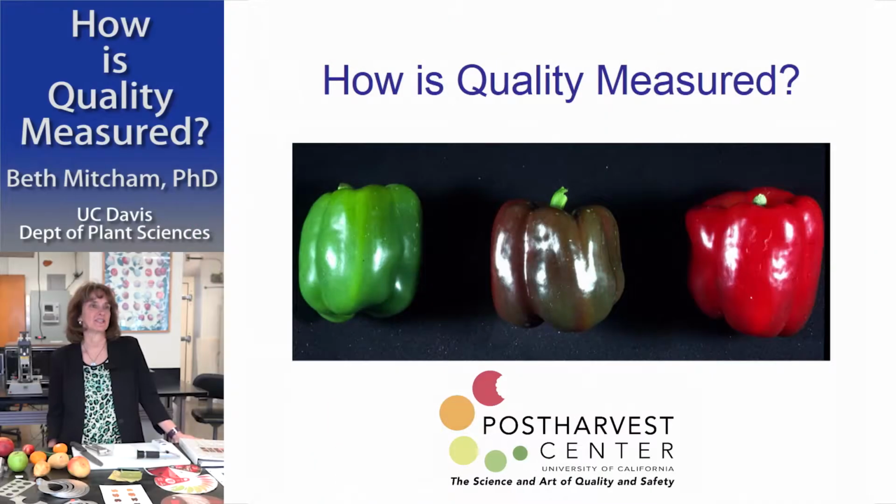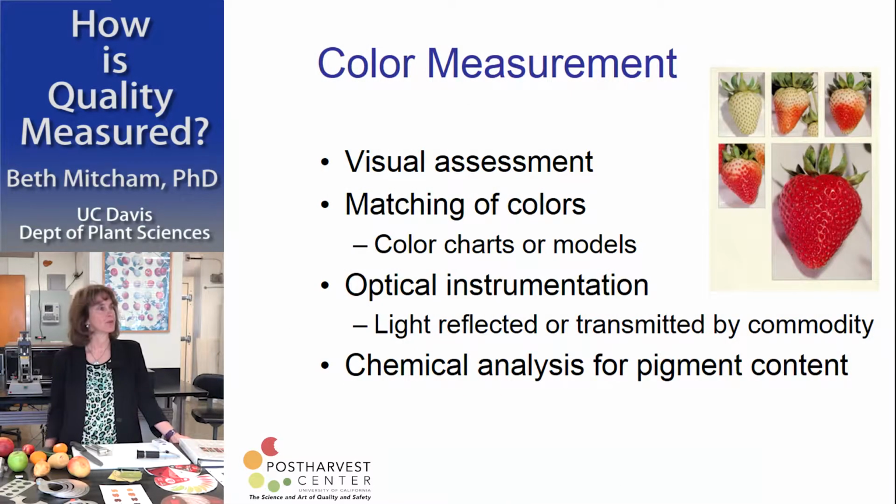So in this presentation, we're going to talk about how to measure quality, now that we know that quality is really important for the produce that we're producing. So first of all, we'll talk about color. Color can be measured in a variety of different ways. Again, we can look at it just visually and make an assessment of the color.